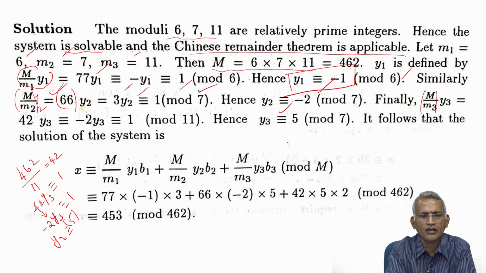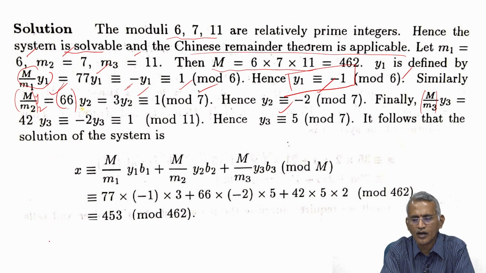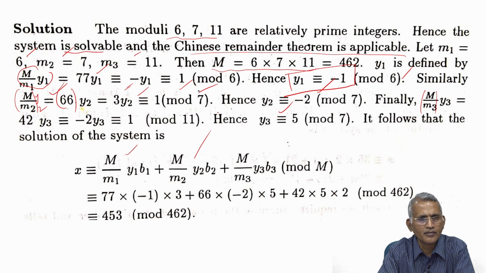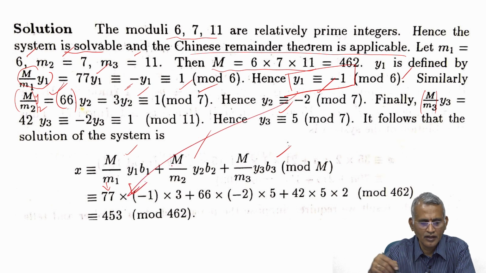So, we have y3 equal to 5. It follows that the solution of the system is x identically equal to capital M by M1 into y1 b1, plus capital M by M2 into y2 b2, plus capital M by M3 into y3 b3, under modulo M. So, in the first case we have 77, and y1 we got here, and then b1. So, b1 corresponds to 3.